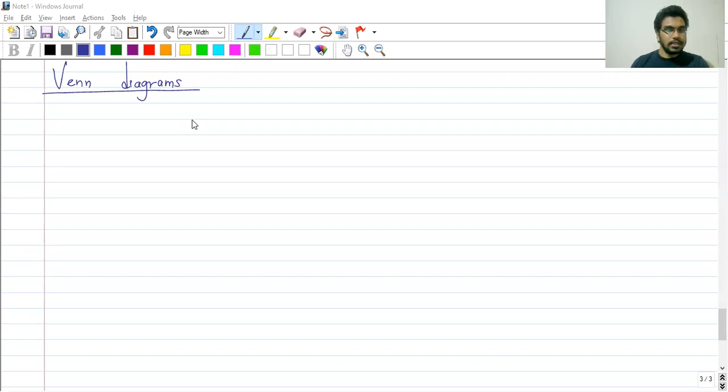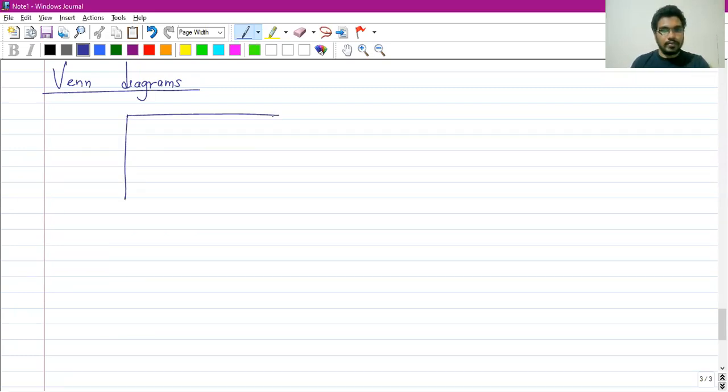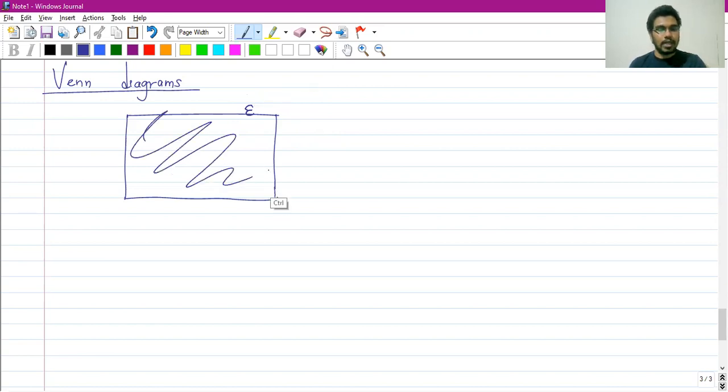The universal set is denoted by a square. Universal, not a square, it is a rectangle. Universal set is denoted by a rectangle, and we denote this symbol here as this is a universal set. So we usually denote the universal set as a rectangle in this Venn diagram. So this is the universal set, and we have written this sign also of the universal set. So this whole one, it is the universal set.